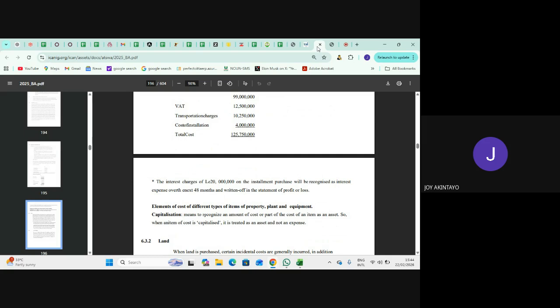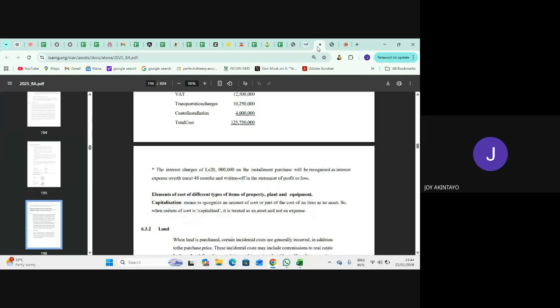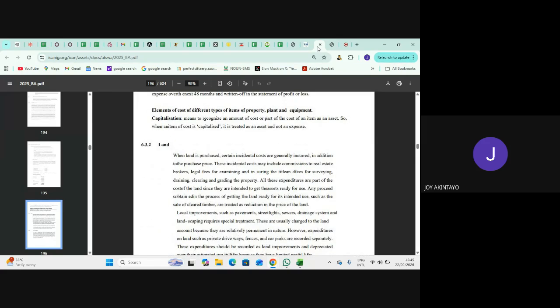Now, the elements of cost of different types of assets. We are looking at the elements of cost of an asset. Let's pick from land. What are the costs that will be considered when we want to record land in our financial statements?